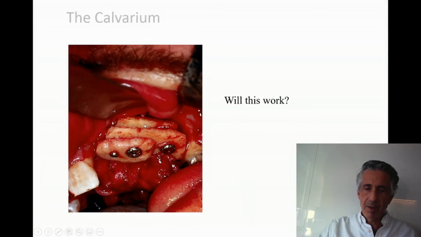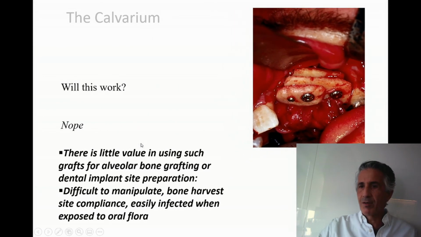This is a picture borrowed from someone, I forget who. But here's the implant. The audience looking at that, no, it won't work. So some grafts really have very little value. And that's why I'm presenting all the different types, so you can get a feel for what works well and what doesn't work well in certain conditions.